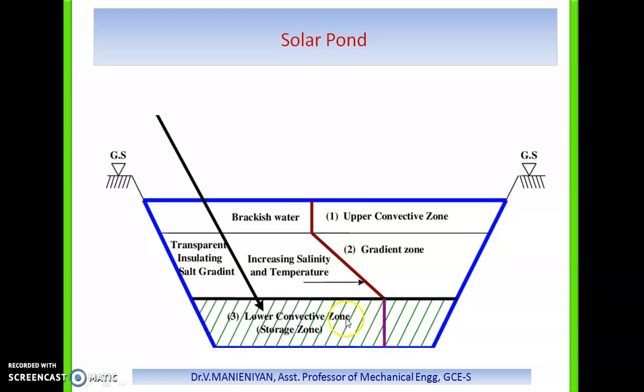So the lowest zone traps the heat over a long period, damping the effect of daily and even seasonal changes. This capacity of low-cost storage is one of the advantages of salt gradient solar ponds. It can tap the energy at night as well as during the daytime. Over a long period, the energy can be made available.